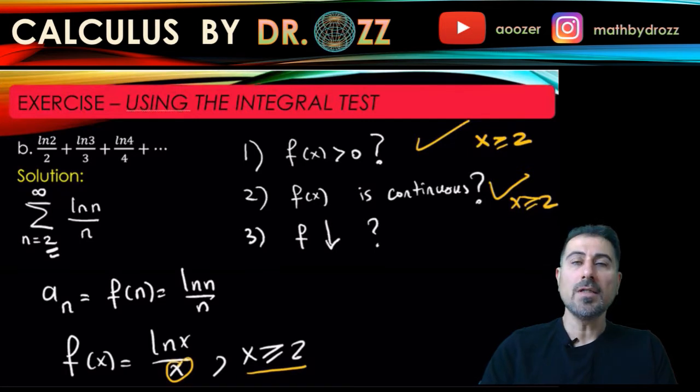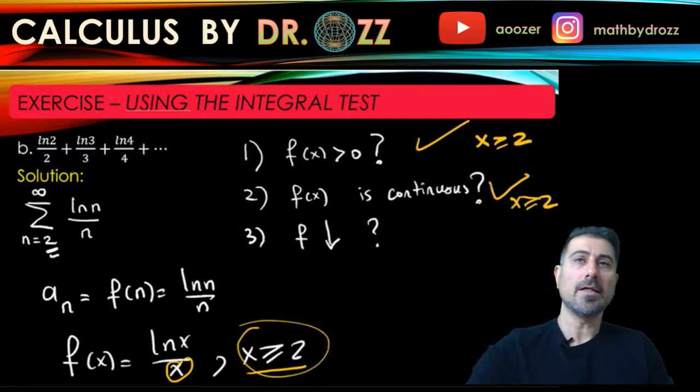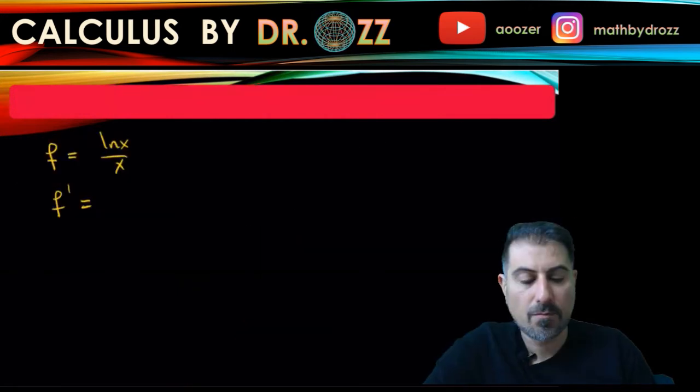And number 3, is f a decreasing function? Well, we can't say it right off. We have to check f prime. Using the first derivative test, if f prime is strictly negative for certain x's, hopefully for those x's, then I can go back and check that f is decreasing. So why don't we check f prime?